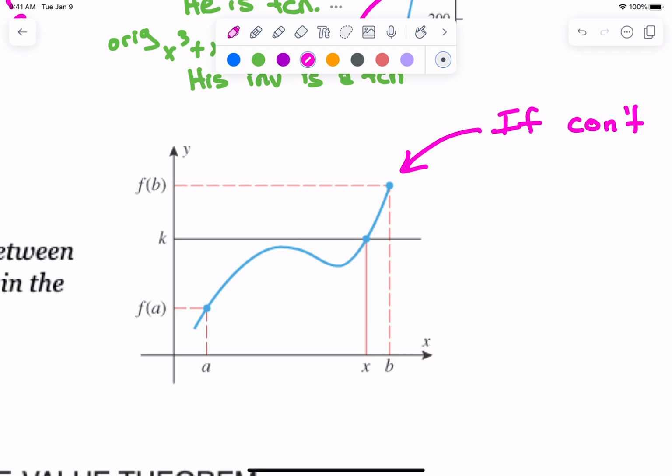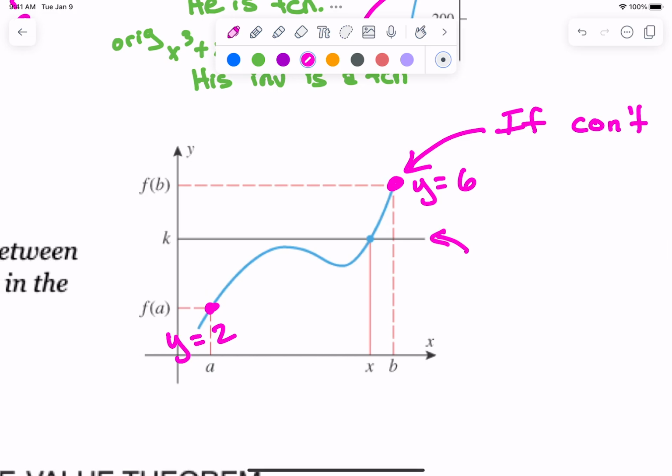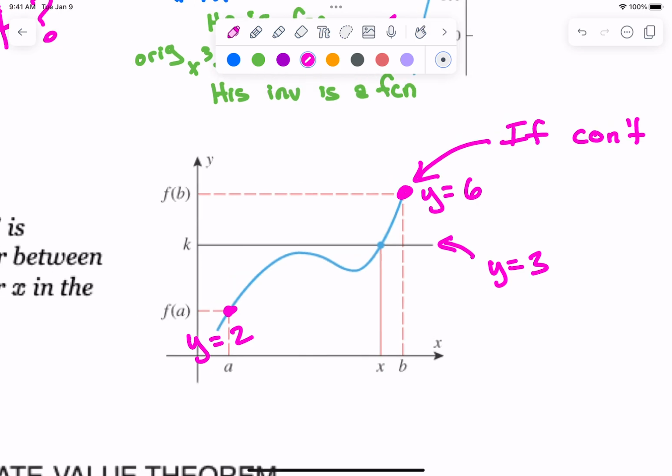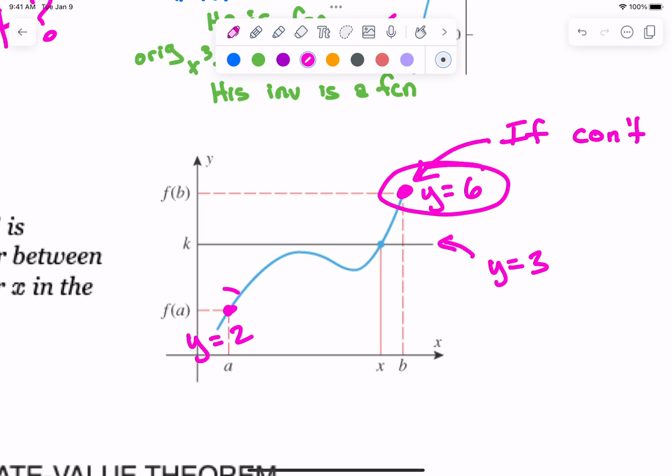If a function is continuous, and let's say the y coordinate up here is at 6, and the y coordinate down here is at 2, then somewhere in the middle it has to hit 3, or 4, or 5. Doesn't that sound stupid? So it just has to hit. If it's a continuous function and they tell you the upper limit and the lower limit, as long as it's continuous, we know it has to hit every single place in between, right?